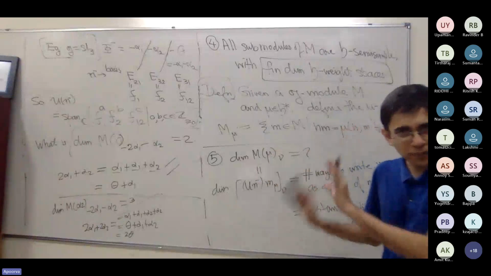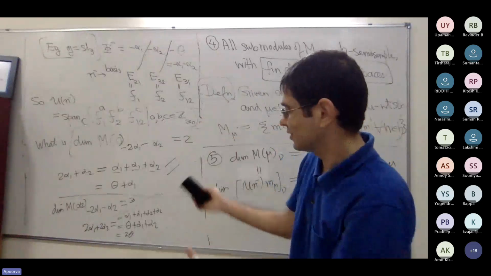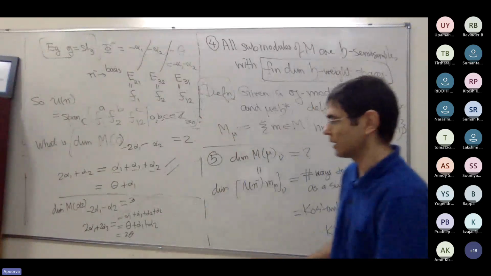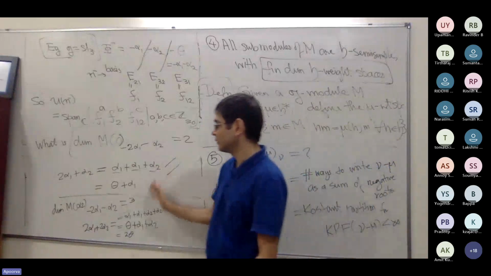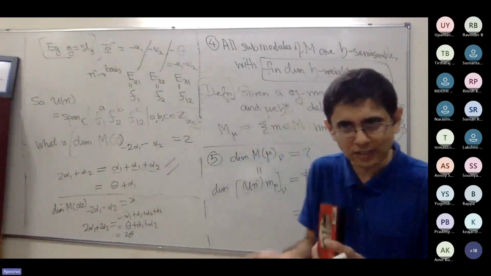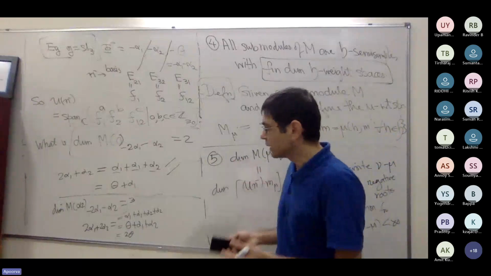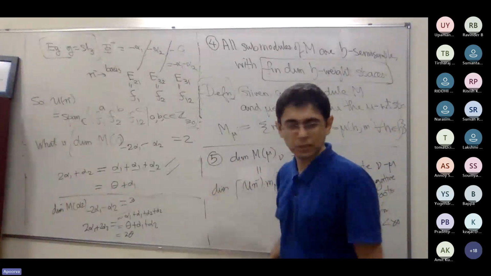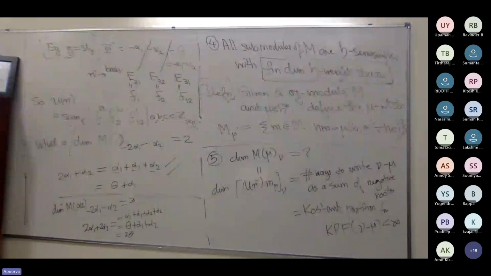And so this is just a very combinatorial and nice game to play with roots, the set of negative roots you have. Write something as a sum of negative roots, or write its negative as a sum of positive roots, and find out all the distinct ways you can do it. That number is a finite integer. That's the dimension of the weight space. Okay.